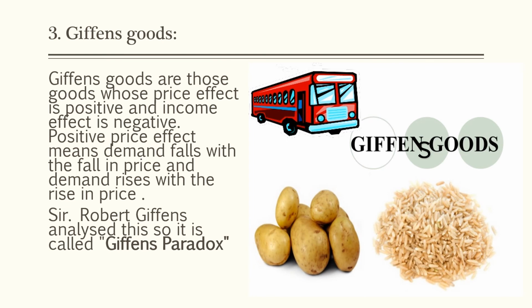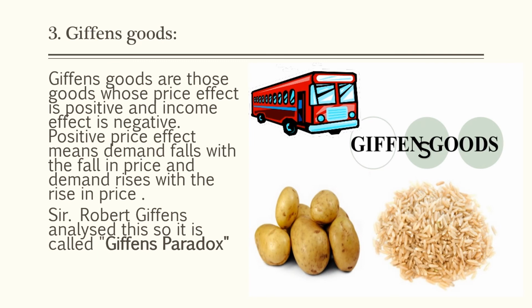Why is it called a paradox? Because what we normally expect to happen with most goods doesn't happen in the case of Giffen's goods. In most normal goods, we see that at high prices less is demanded and at lesser price more is demanded. But in the case of Giffen's goods, the price effect is positive, which means more is demanded at a high price and less is demanded at a lesser price. And the income effect is negative, which means when the consumer's income is more, he will demand less of this good, and when the consumer's income is less, he will demand more of this good.